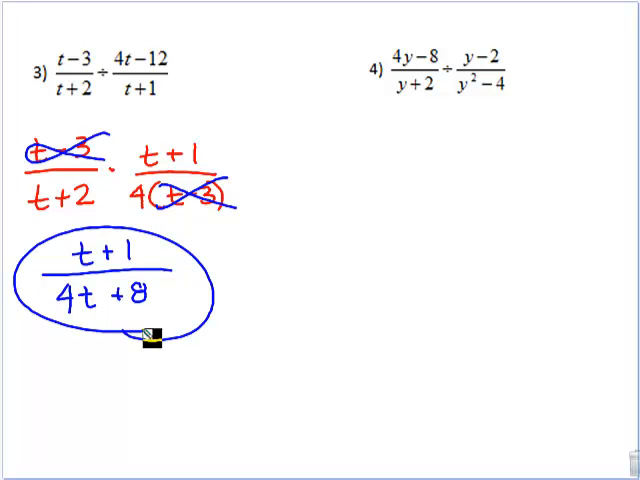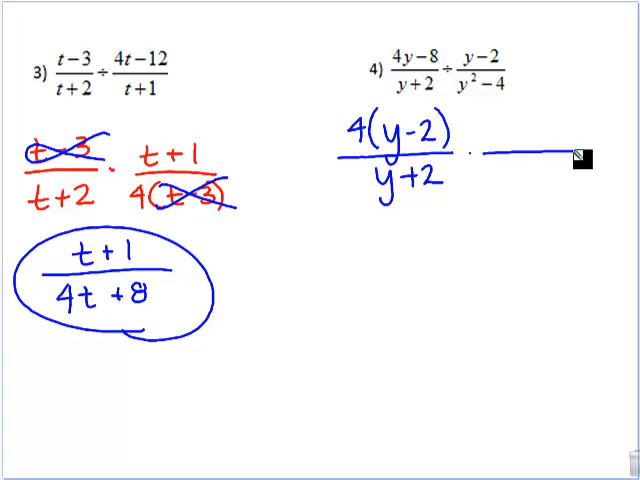All right, the next one is similar. We have 4y minus 8 over y plus 2 divided by y minus 2 over y squared minus 4. So we're going to rewrite it as a multiplication problem, and we are going to do any of the factoring that we can do in the same step. So 4y minus 8. Can we factor that? What can we do? Take a 4 out. So if we take a 4 out, what are we left with? Yeah, y minus 2 over y plus 2. Can we factor? No. Okay, times by.